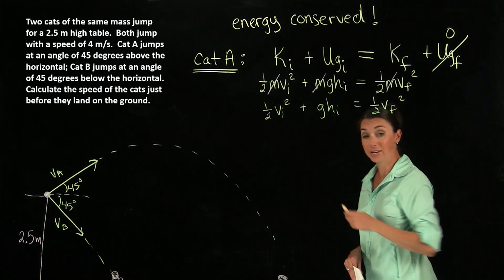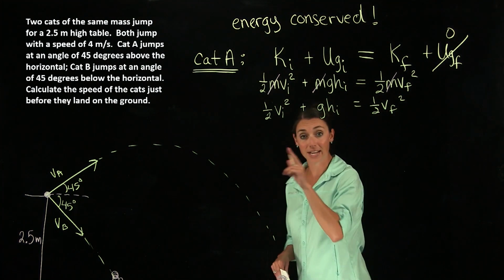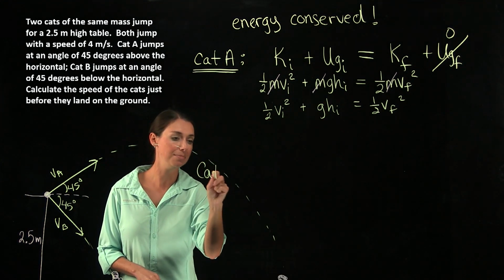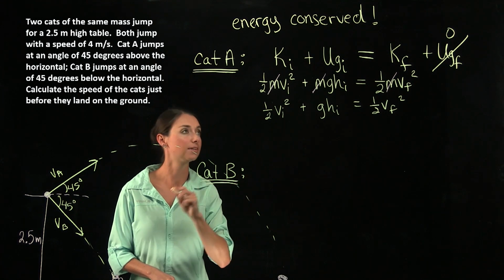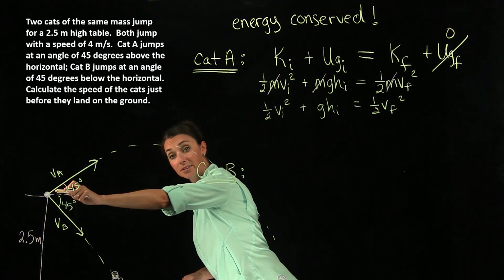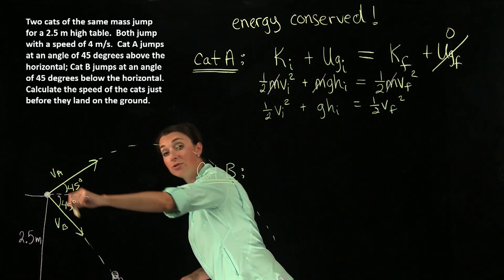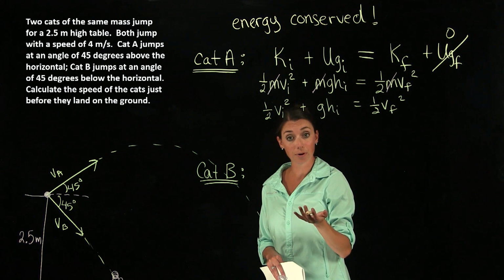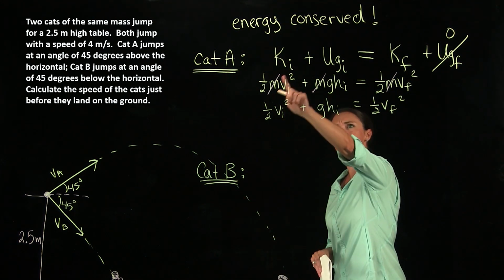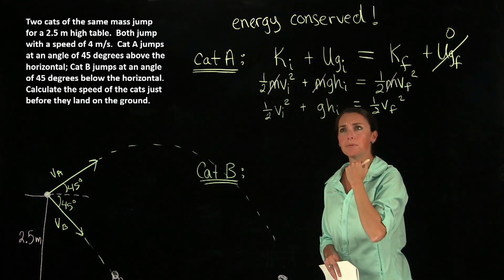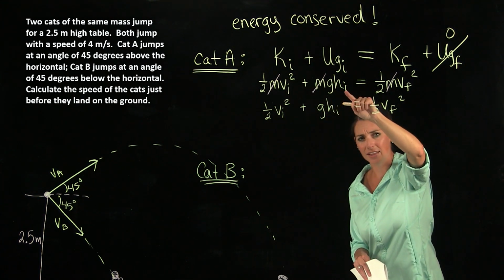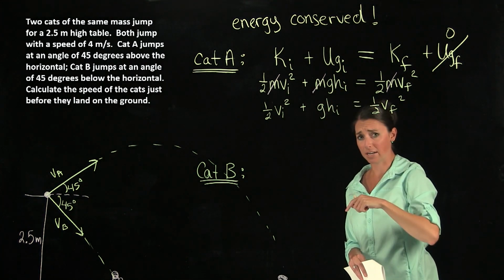Now let's go to cat B for a second. We've got 2 cats in the story, and we need the velocity, or speed I should say, of both of them. So cat B is going to start up here, the same spot, and it also jumps with a speed of 4 meters per second. That's interesting because cat A also jumped with a speed of 4 meters per second, and it also started at that same 2.5 meter height.